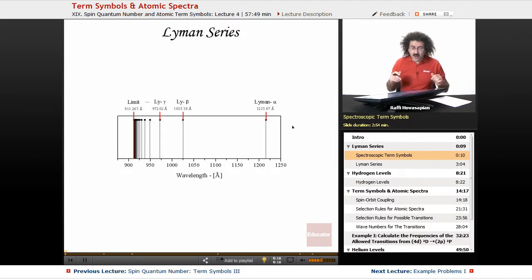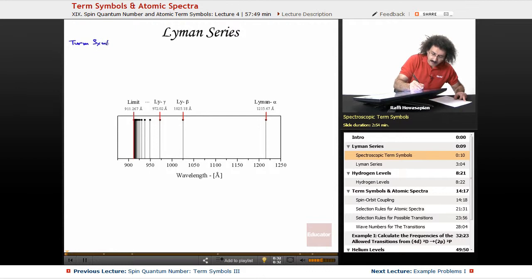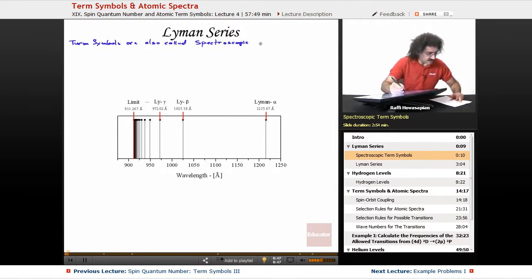Okay, so we've talked about term symbols, and now let's see what the association is with atomic spectra. So term symbols are also called spectroscopic term symbols or spectroscopic symbols.